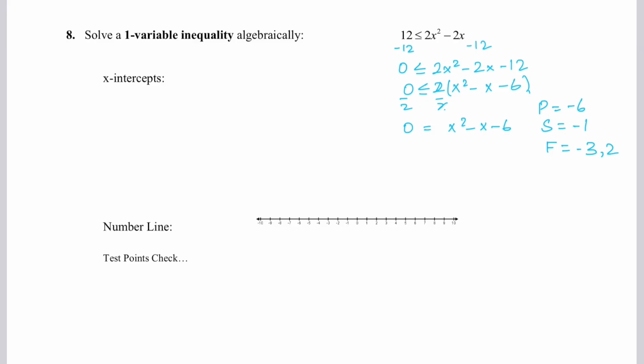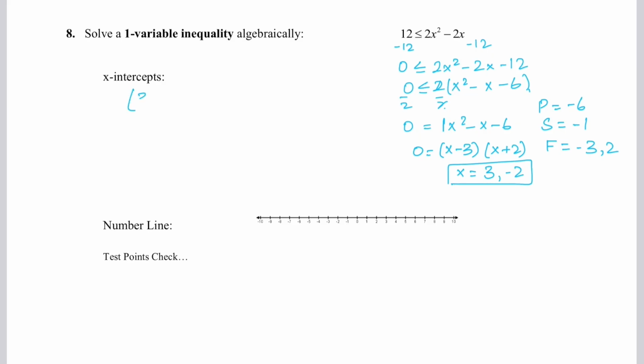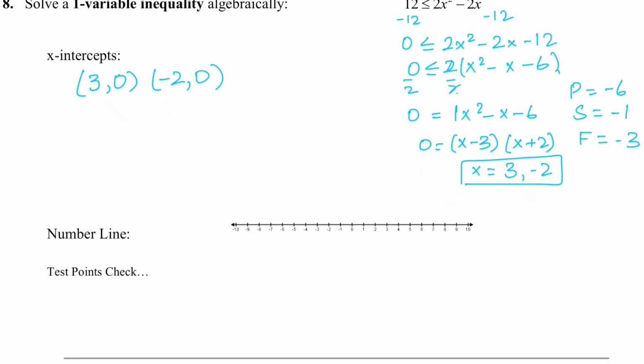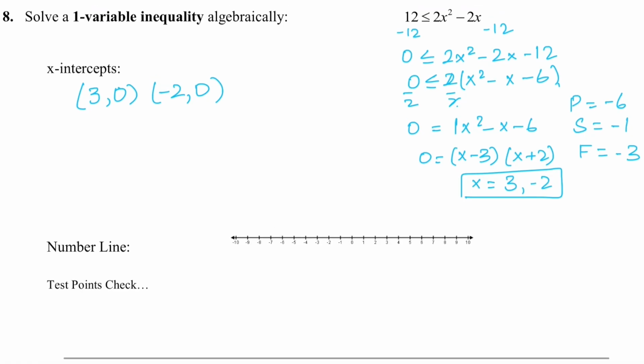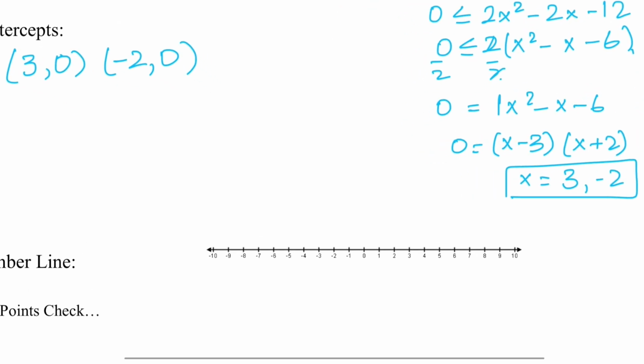So because the coefficient is 1 here, I can just say x minus 3 times x plus 2. X will be 3 and negative 2. So those are my x-intercepts right there. It'll be 3 comma 0 and negative 2 comma 0. So these are my critical points, remember you guys? So I need to put these points on the number line. Will I have a solid circle or an empty circle? A solid, because there is an equal to sign. Okay, so solid on positive 3 and negative 2.